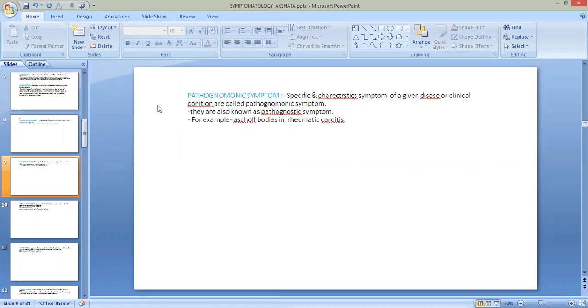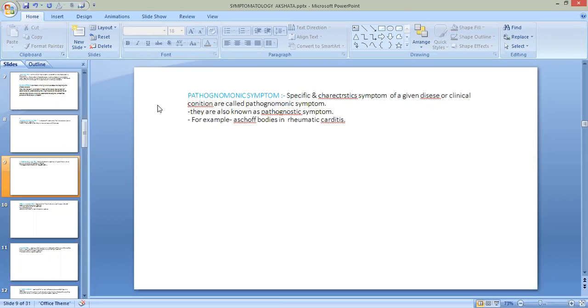So what are the symptoms of the disease? What are the symptoms of the clinical condition, whatever the patient is suffering? These symptoms are nothing but the pathognomic symptoms. These symptoms are also known as pathognostic symptom.